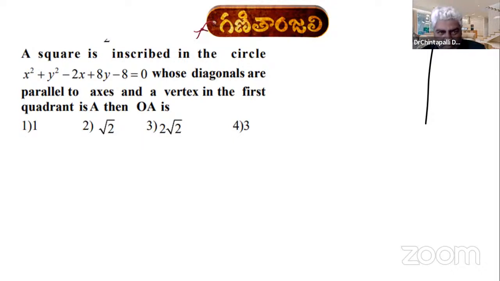See, first tell me, what is the center for this question? 1, -4. Very good. Center is 1, -4. Right. And the radius? Someone write center and radius on the screen. Radius 5, sir. 1 plus 16, 17. 17 plus 8, 25. Very good. Radius is 5 only.